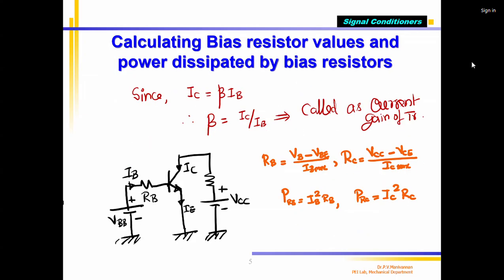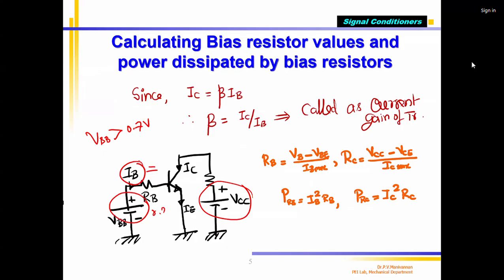Without biasing, the transistor will not work. No doubt. Without giving the bias voltages, this VCC and VBB, the transistor will not work. So if the transistor has to work as an amplifier, what I told, VBB should be greater than 0.7 volts. First thing. Then only IB will flow. Otherwise, IB will be 0. Correct? If VBB is 0.7 volts or 0.6 volts, IB will not flow.